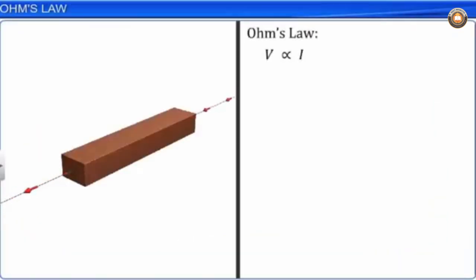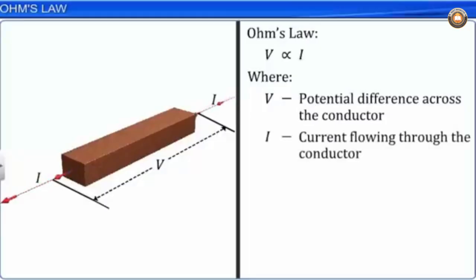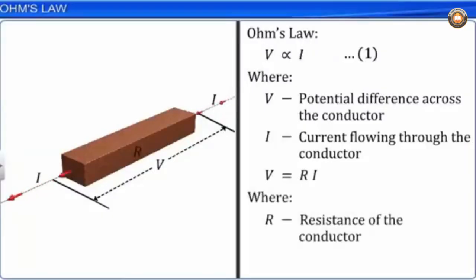Ohm's law states that V is proportional to I, where V is the potential difference across a conductor and I is the current flowing through the conductor. Let this be equation 1. To replace the proportionality sign by equality, we introduce a constant and write equation 1 as V = RI, where R is the constant of proportionality and is called the electrical resistance of the conductor. Let this be equation 2. The SI unit of resistance is ohm.